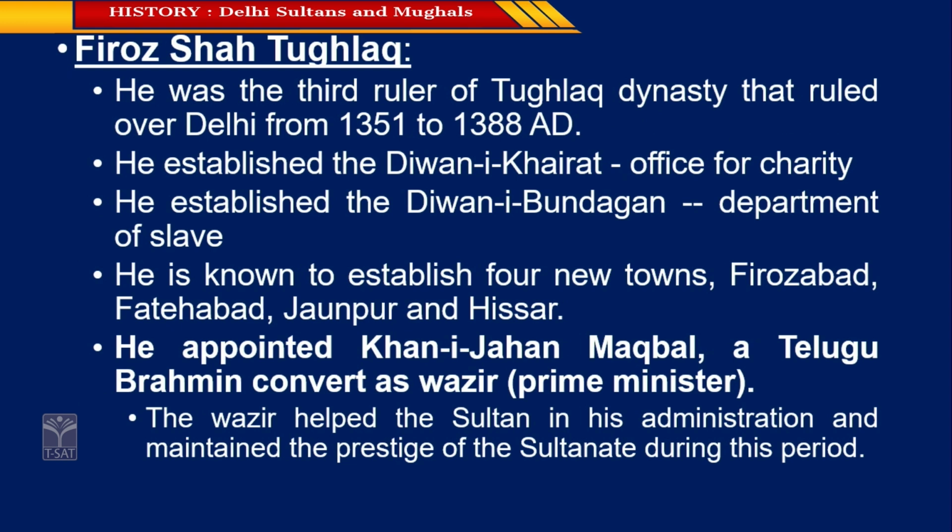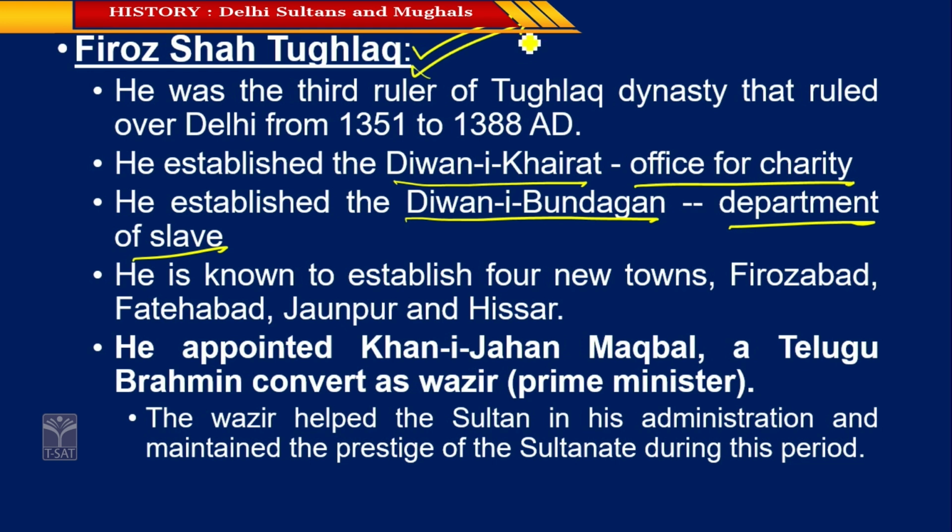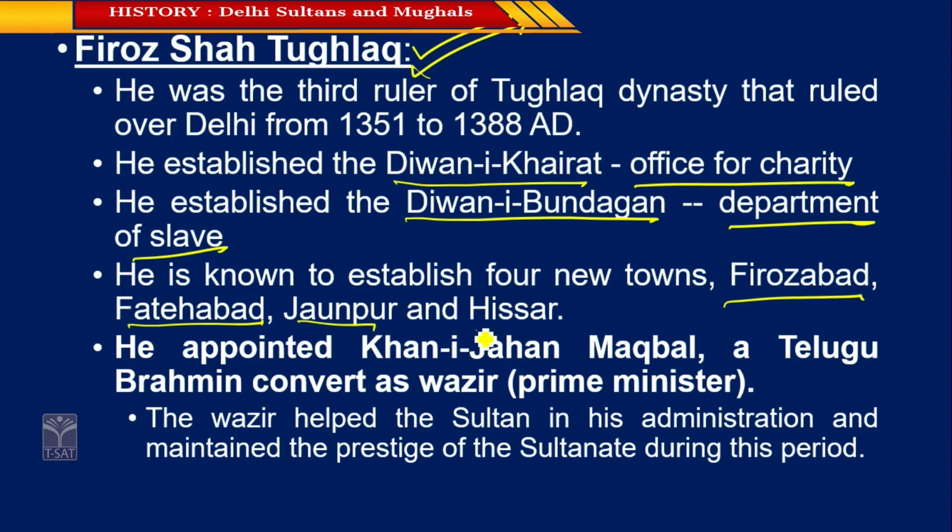And another king who is mentioned in the options is Firoz Shah Tughlaq, a very famous Tughlaq king, known for a lot of administrative reforms. He established Diwan-e-Khairat, Office of Charity. Diwan-e-Bandagan, Department of Slave Affairs, was also established by Firoz Shah Tughlaq. He is also known to have built a few towns, Firozabad, Fatehabad, Jaunpur, Hisar, all to his name. In fact, he had Khan-e-Jahan Maqbul Khan, a Telugu Brahmin convert, as his wazir.